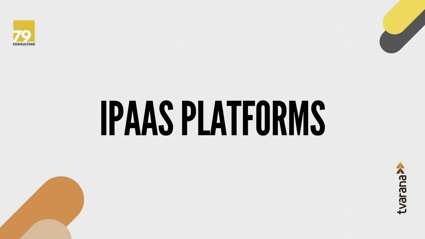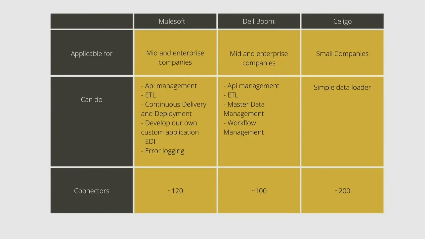What are the differences between the iPaaS integration platforms? Yeah, so let's do a comparison between Boomi, MuleSoft, and Celigo for now. MuleSoft and Boomi are suited for mid to enterprise level companies. Celigo, on the other hand, is for relatively smaller companies.